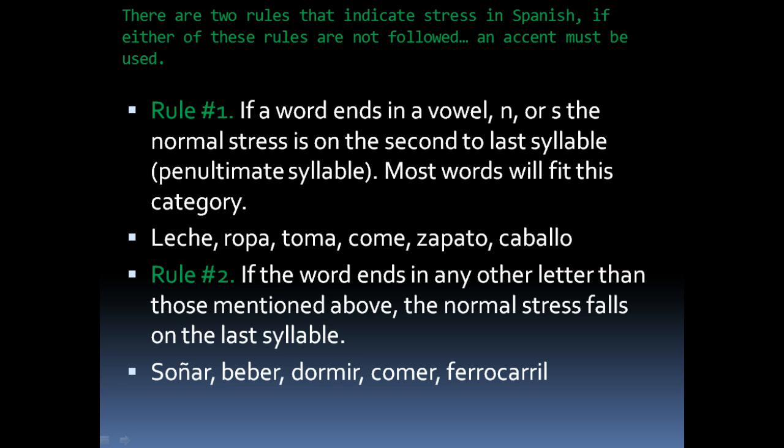There are two rules that indicate stress in Spanish, and if either of these rules are not followed, an accent must be used. Rule number one, if a word ends in a vowel, N or S, the normal stress is on the second to last syllable, which is called the penultimate syllable in fancy words. Most words in Spanish will fit this category. Let's look at a few examples.